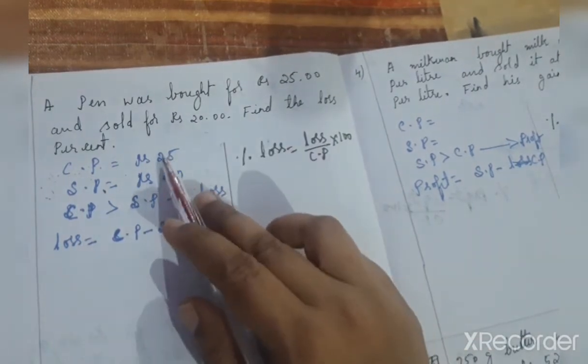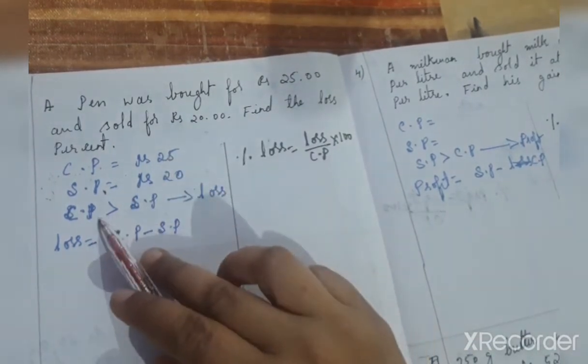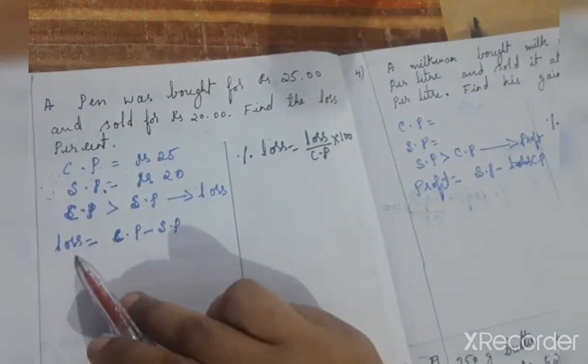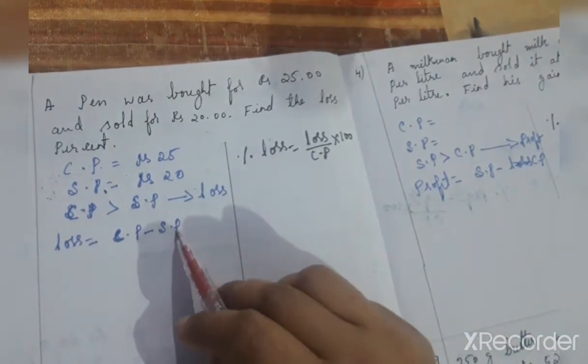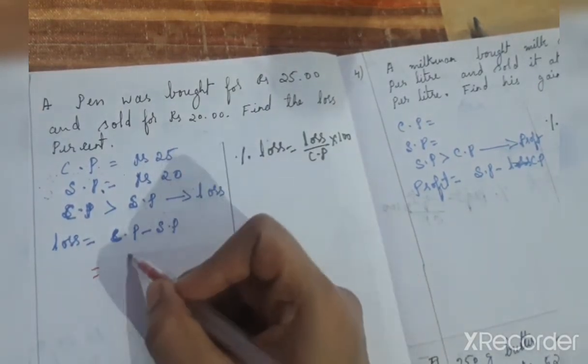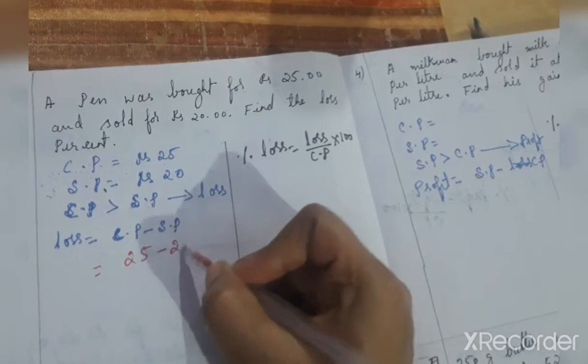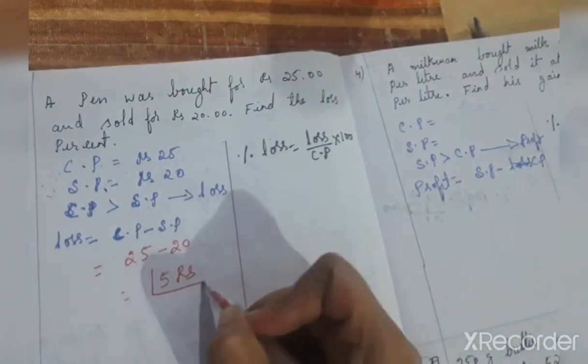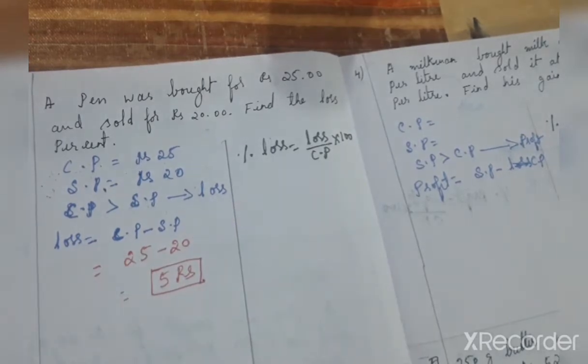So which is greater here? Cost price is greater than selling price, which means we get loss. The loss formula is loss equals CP minus SP. Cost price is 25 minus 20, that is 5 rupees. The loss amount is 5 rupees.